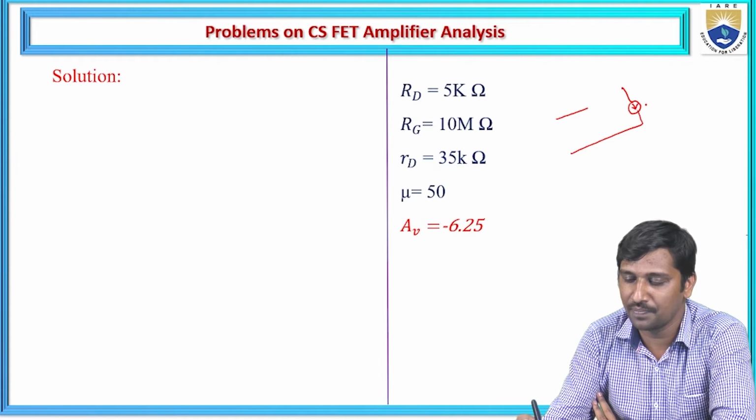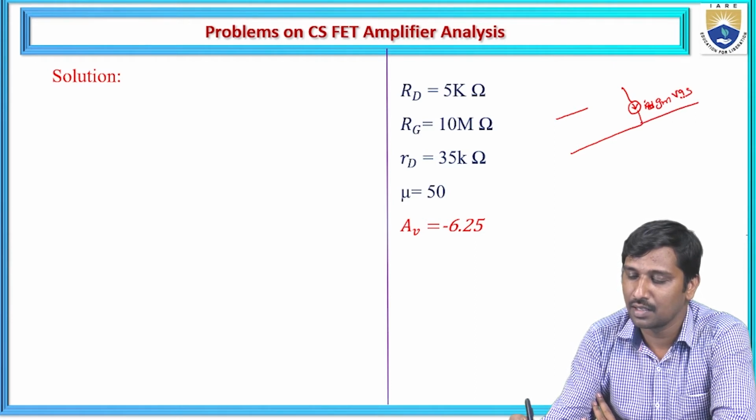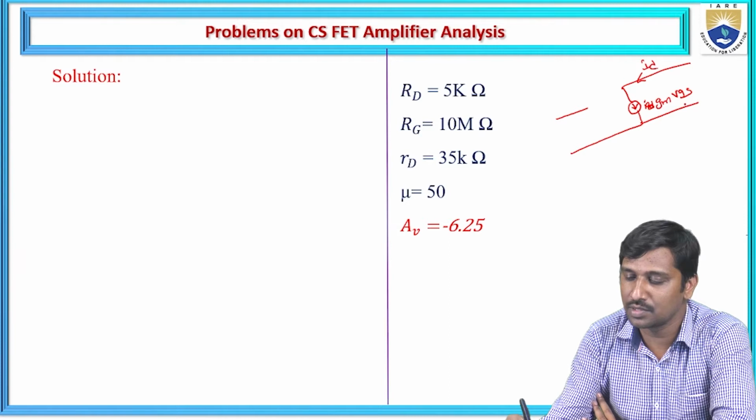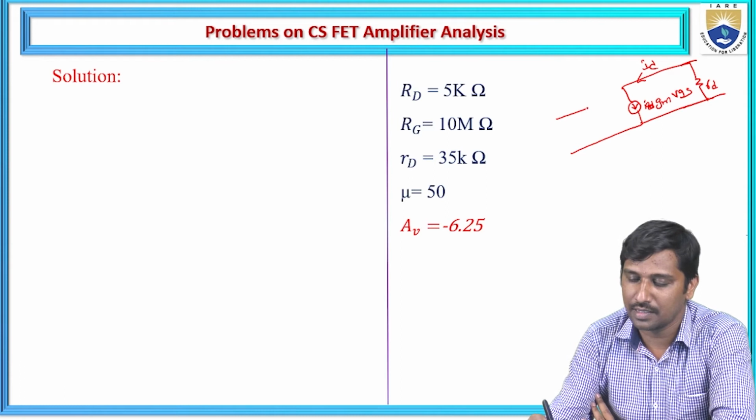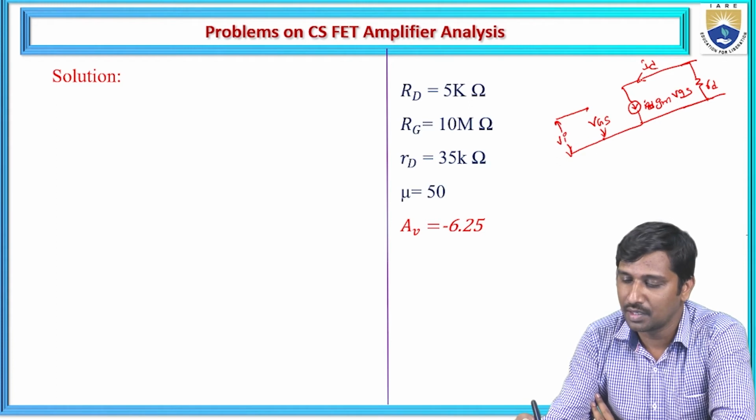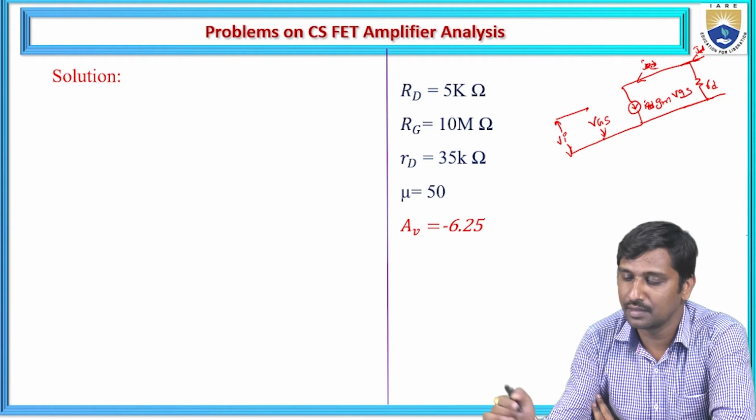JFET small signal model. It is represented as a current source gm into VGS, or mu into VGS. So this is gm into VGS. Then here the drain current flows, and this is a small rd. Let us take this is the gate terminal, VGS is the voltage, and we are applying the input voltage. Now the drain current is flowing, so this is the ID current.